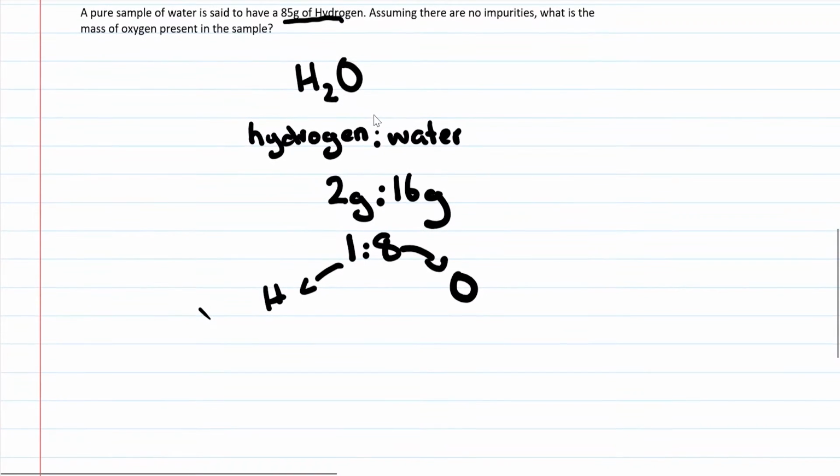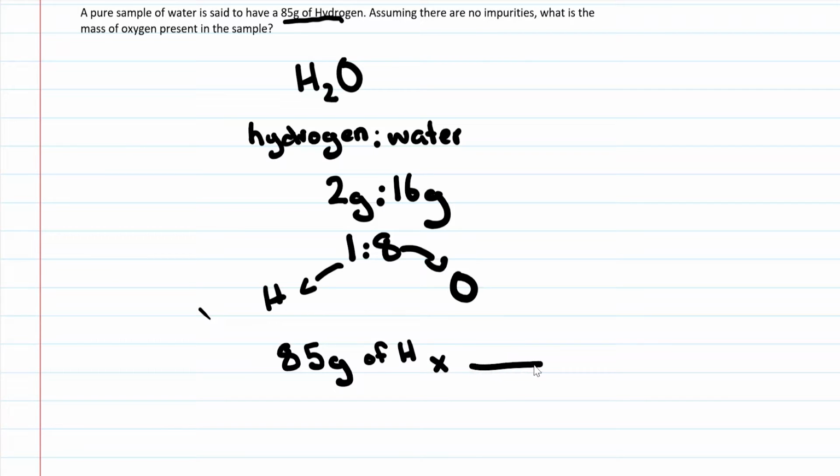Okay, and we know that the pure sample of water has 85 grams of hydrogen. We can use this proportion as a conversion factor almost, or like a percent or some kind of ratio to convert from hydrogen to oxygen. So we know that we have 85 grams, and we also know that for every 1 gram of hydrogen, there's going to be 8 grams of oxygen.